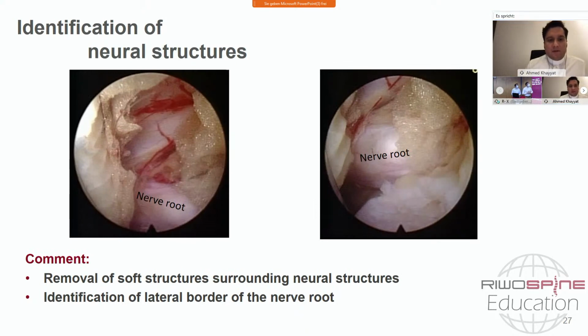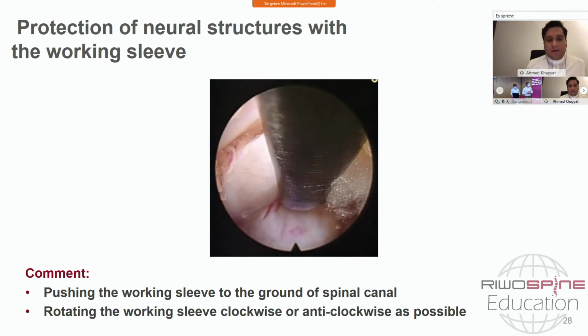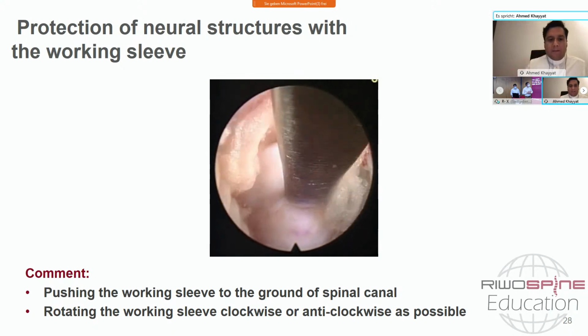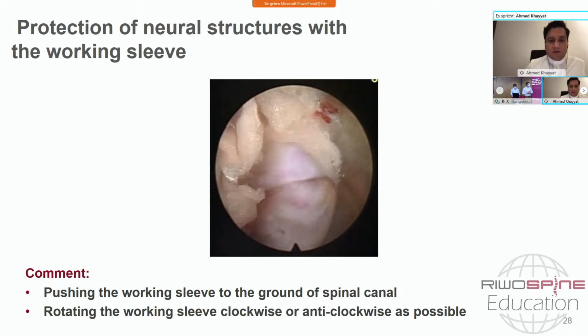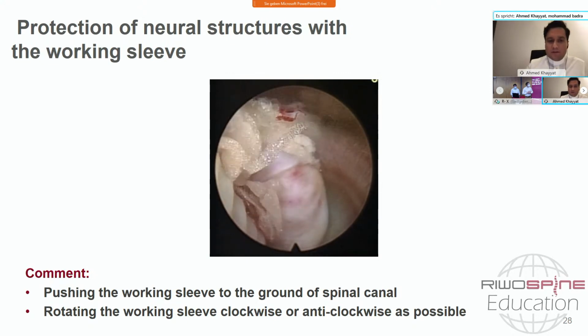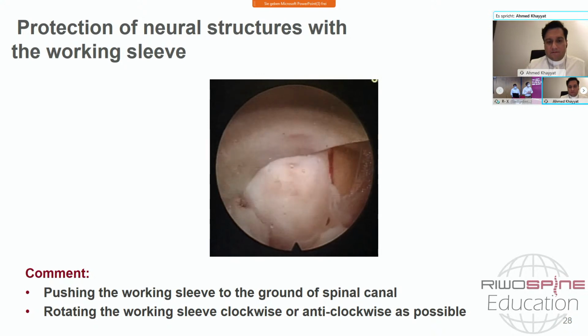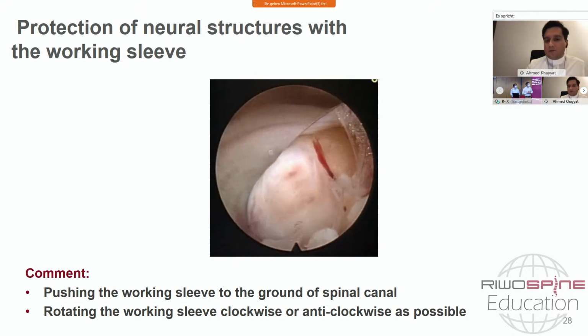Okay, this is after flavectomy and removal of the epidural fat, and we can identify the nerve structure. We can see the dura and also the nerve root. So this is the step to push the walking sleeve to protect the nerve structure. First pushing to the ground, and then rotate clockwise or anti-clockwise as possible. Now the nerve structure is completely protected, and you can see in front of you the pathology.